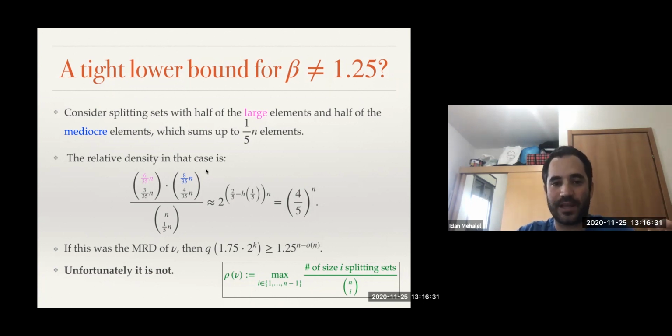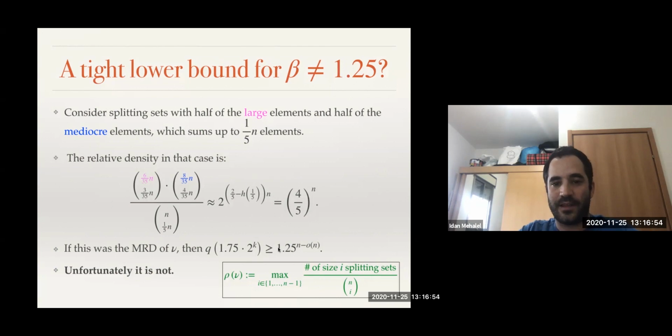But here, because we have two types, this messes things up, and we have a lot of different sizes of splitting sets. So this is essentially the reason why the proof doesn't work for other n values, and this is what gives the motivation, I think, for our result. So we can even give a simple example for why this is not the MRD.